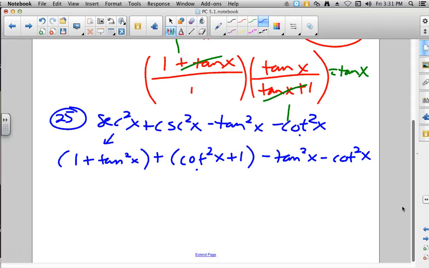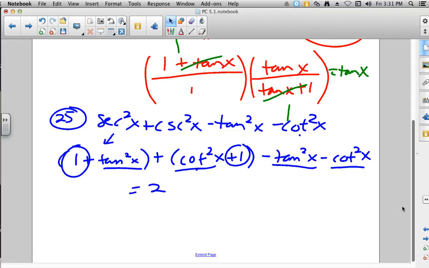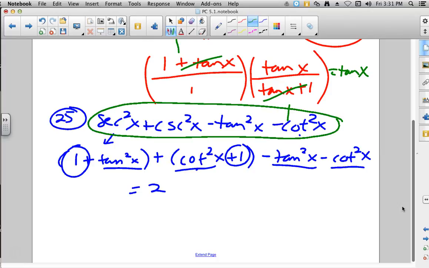So you get to this point and you realize, oh, lots of good stuff is going to happen here, because tangent squared x minus tangent squared x is 0, and cotangent squared x minus cotangent squared x is 0, and that's gone. So then you look back and say, what on earth do I have left here that I can use for my answer in number 25? Well, we have a 1 plus 1. That is a pretty awesome way to write 2. That is a very, very awesome way to write 2.